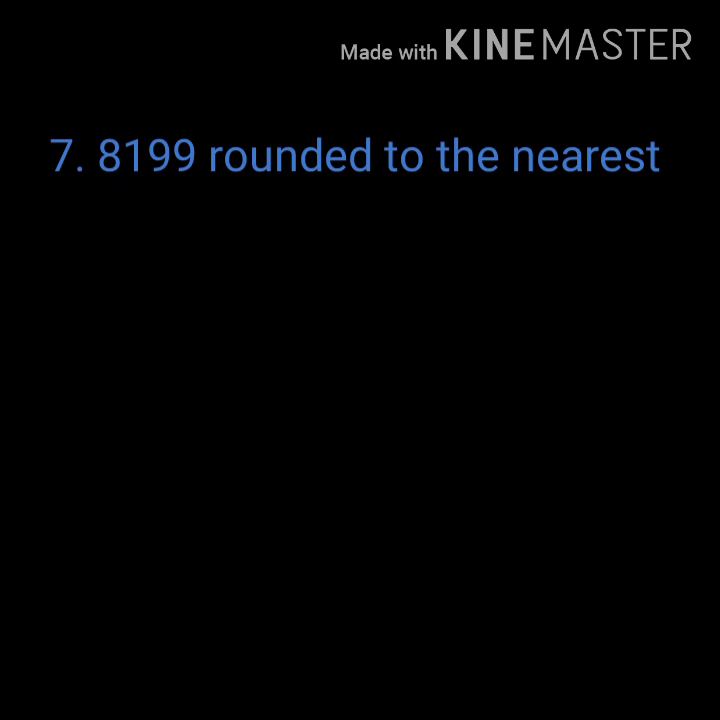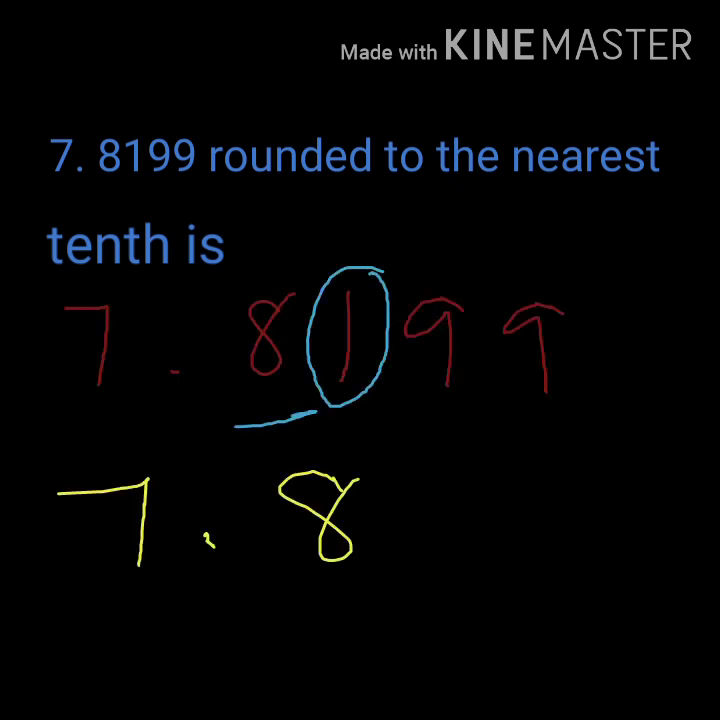7.8199, rounded to the nearest tenth. Tenth means your decimal place numbers, right? So you have to go to the decimal side, that is, look at the numbers after the decimal. The nearest first number is your tenth place, and you have to underline that number. So here the tenth place number is 8, so you must underline that digit 8.